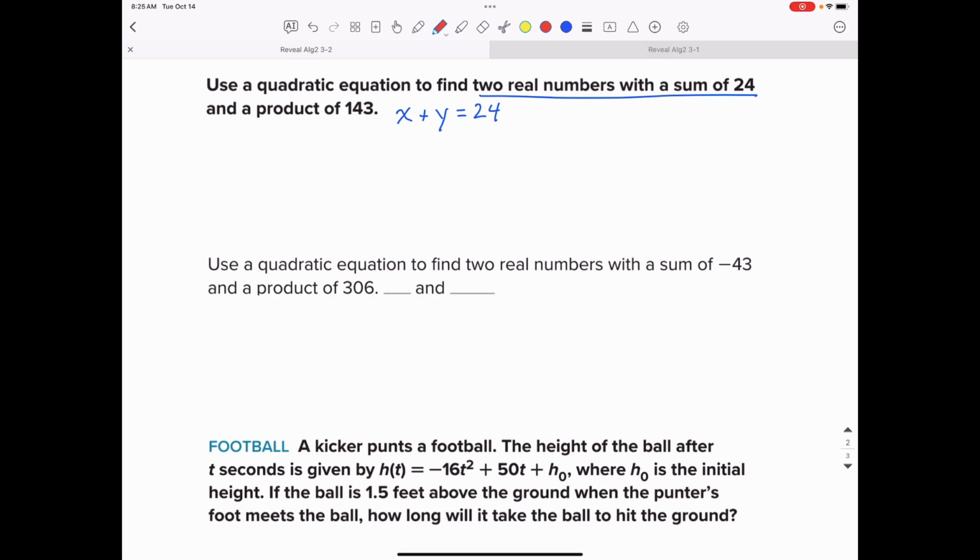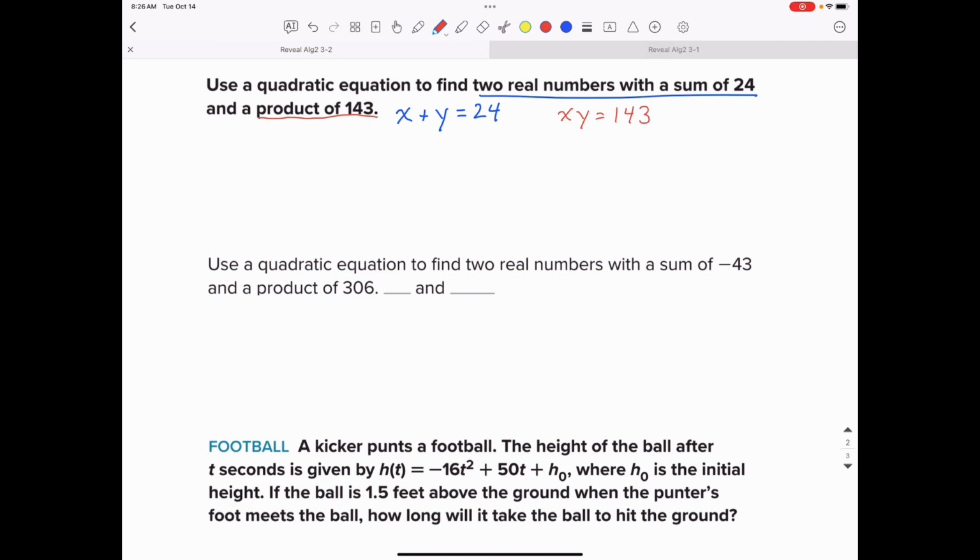And then the second part of the system says it also has a product of 143. Product means multiplication, so x times y equals 143. These would be the two equations in your system. Last lesson, I said that elimination works well when everything is a linear equation, but xy equals 143 is not a linear equation. So we're not going to be able to solve this with elimination, and that is why we first learned how to solve using substitution.